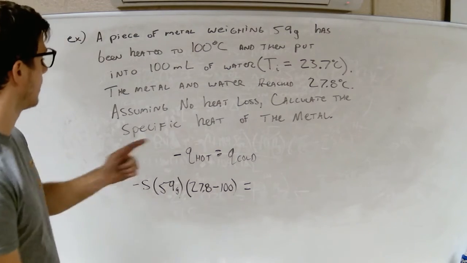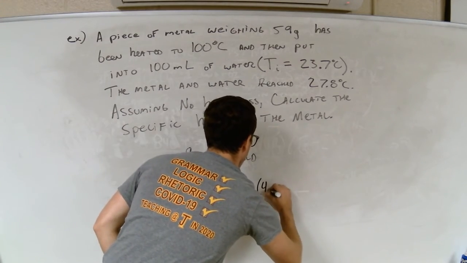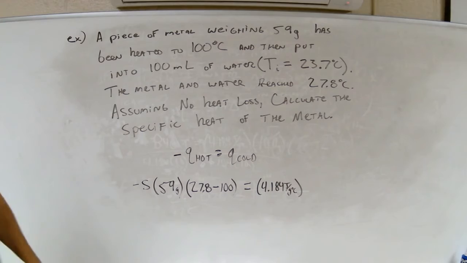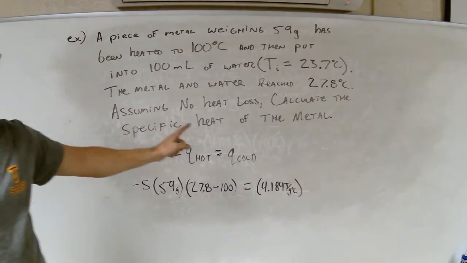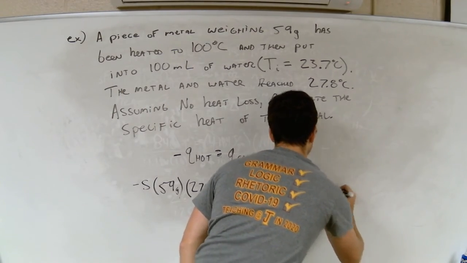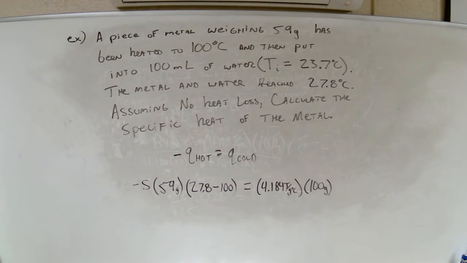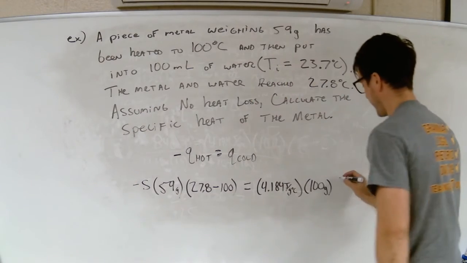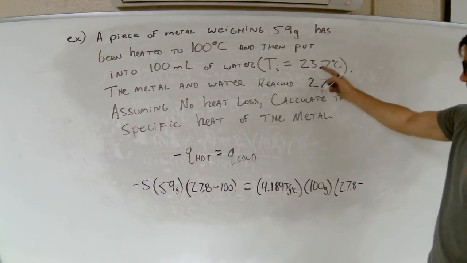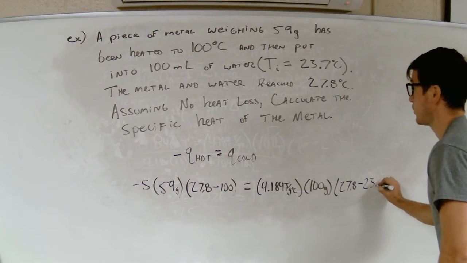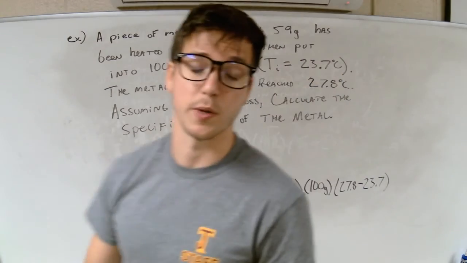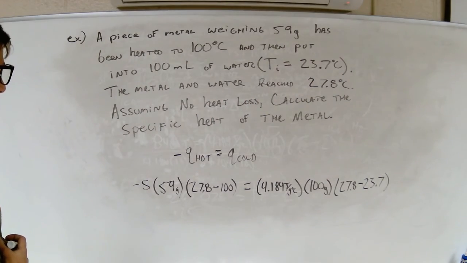SMΔT of the cold. Water, we know the specific heat is 4.184 joules per gram degrees Celsius. We know the mass of water was 100 milliliters. Well, that just means 100 grams, right? Because the density of water is 1. And delta T, we know the final temperature of the water. Again, it equilibrated at 27.8 for final, and its initial was 23.7. Okay?